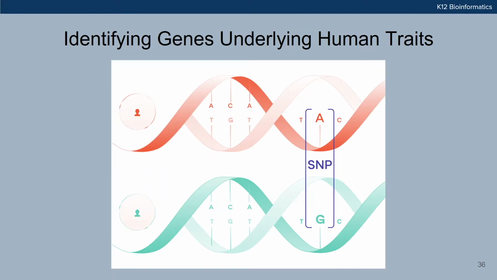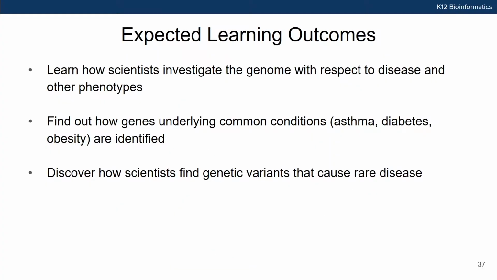In this module, we will focus on identifying genes underlying human traits and phenotypes. The expected learning outcomes for this module include learning how scientists investigate the genome with respect to disease and other phenotypes. We're going to find out how genes underlying common conditions like asthma, diabetes, or obesity are identified. And finally, we're going to discover how scientists find genetic variants that cause specific rare diseases.